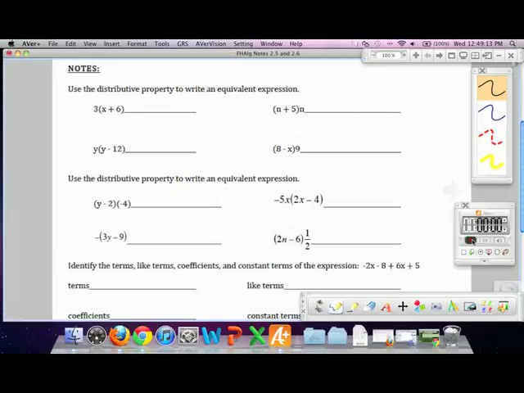People have seen the distributive property before? Awesome. So do I need to go through the first couple here? We could if I wanted to. So we'll distribute out, multiply to everything inside. Stop right there. 3x plus 18.